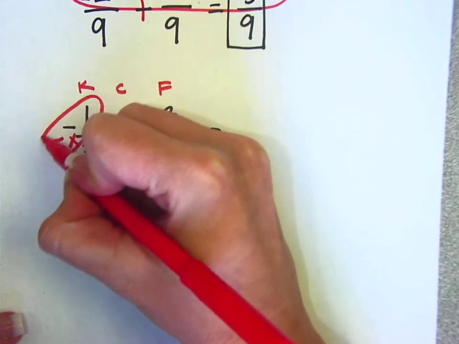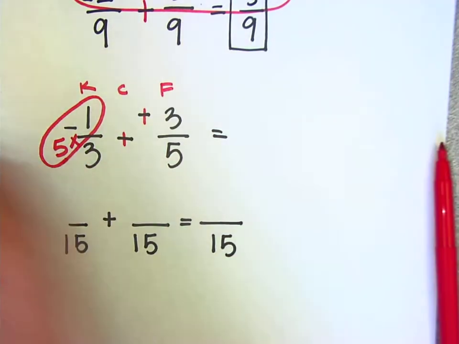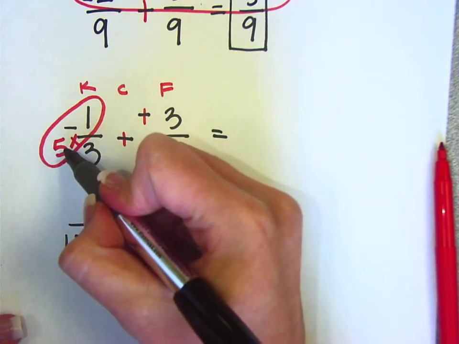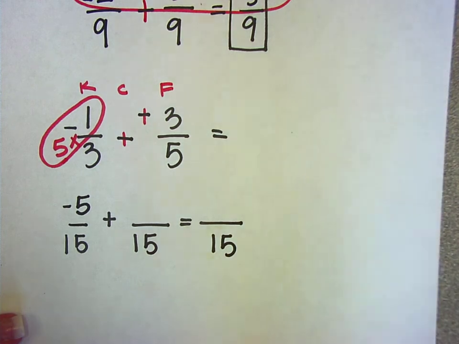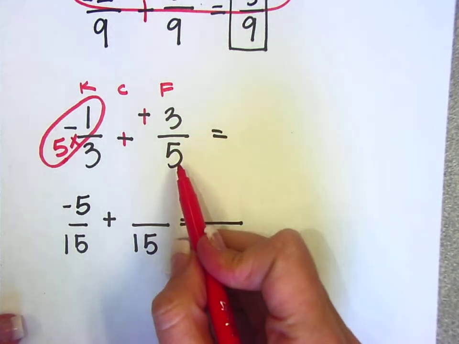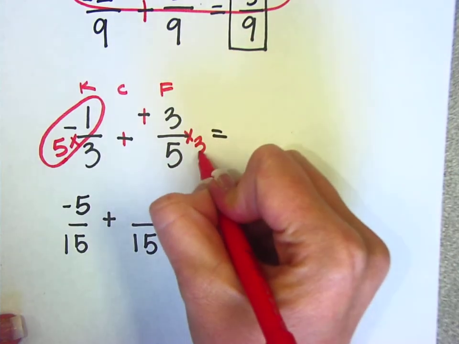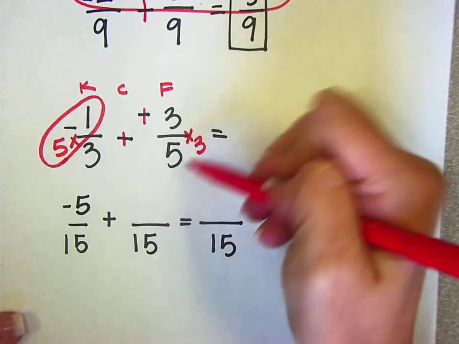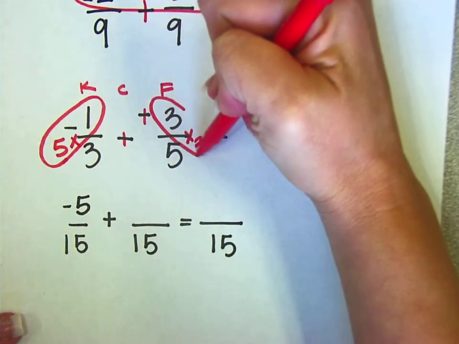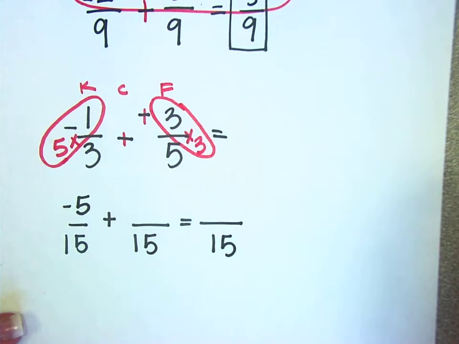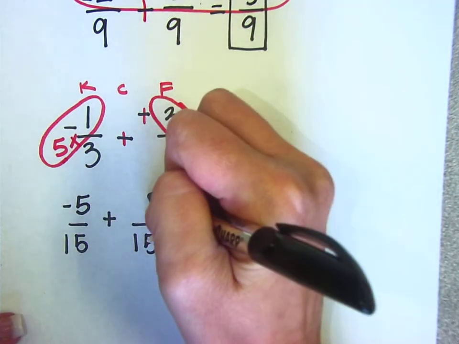So I'm going to draw a circle around here because you do not want to forget about your sign. Okay? So we're going to multiply 5 times a negative 1. That's a negative 5. Okay? Now we're going to have to do the same over here. I multiplied this and got 15. I multiplied it by 3. Okay? So whatever I do to the bottom, I have to do the top. Again, I'm going to draw a circle around it because I cannot forget about my sign. In this case, they are both positive. So 3 times 3 is 9.